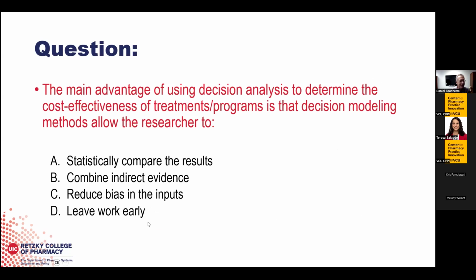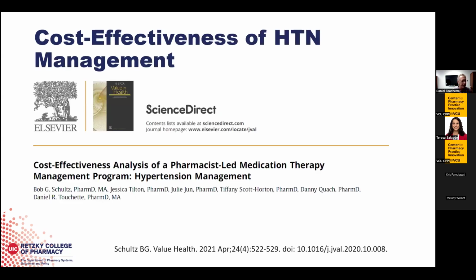But that's not the main advantage of using decision analysis. Really combining indirect evidence is the main advantage. Be able to do this for less cost in a shorter amount of time. There are certain trade-offs with using decision analytic methods compared with, say, a prospective randomized trial. It does allow us to leave work early, but it doesn't allow us to definitively answer a question the same way a prospective randomized controlled trial would.